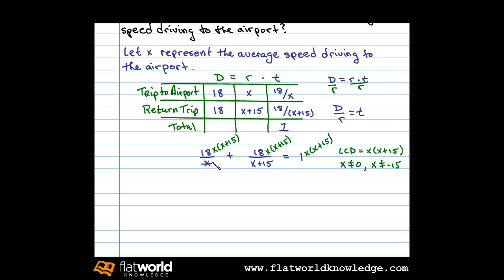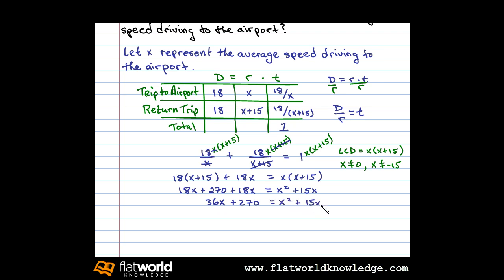Doing this here, x cancels, and we're left with 18 times x plus 15, plus x plus 15 cancels, so plus 18x equals x times x plus 15. Multiplying both sides by the LCD clears the fractions. Now distributing, we have 18x plus 270 plus 18x equals x squared plus 15x. 18x plus 18x is 36x plus 270 equals x squared plus 15x.